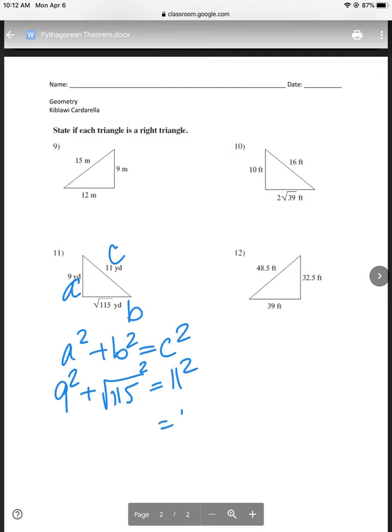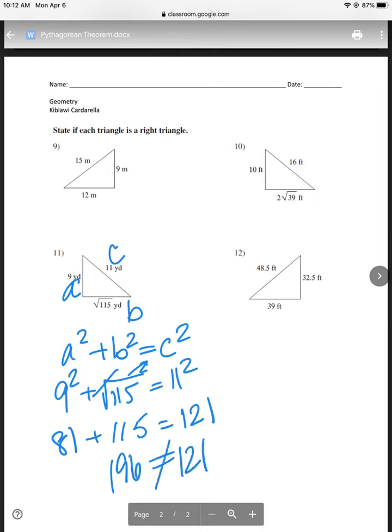Well, 11 squared is 121. 9 squared is 81. What happens to a square and a square root? Think back to algebra. Square and square roots cancel each other out, so this would just be 115. Well, 81 plus 115 is 196. It does not equal 121, so this is not a right triangle.